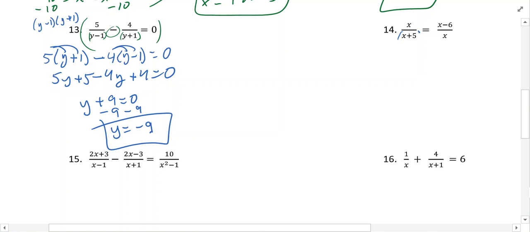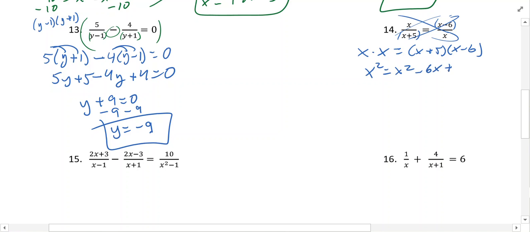So remember, the easiest way to solve proportions is to cross multiply. So I'm going to cross multiply. So x times x equals x plus 5 times x minus 6. So x times x is going to give me x squared. Here, when I distribute, I'm going to get x squared minus 6x plus 5x minus 30.